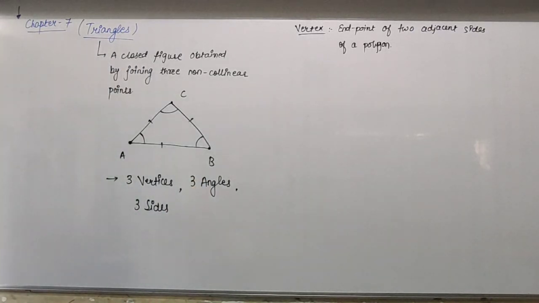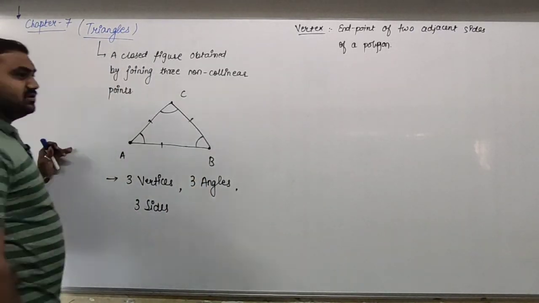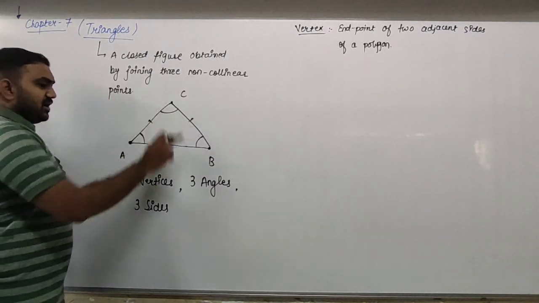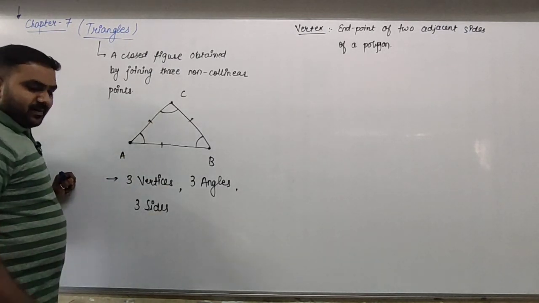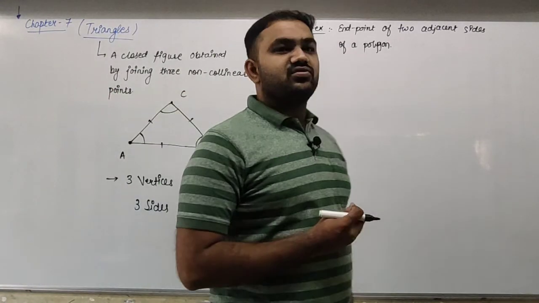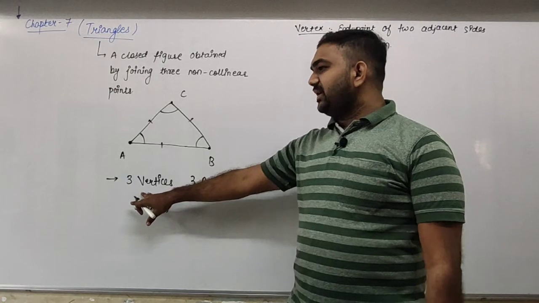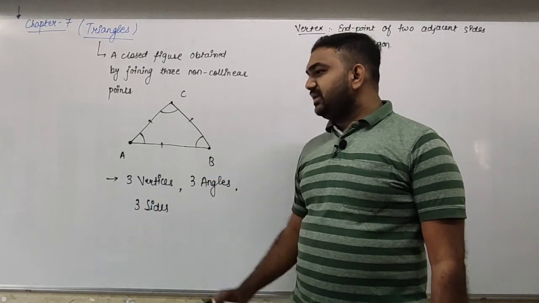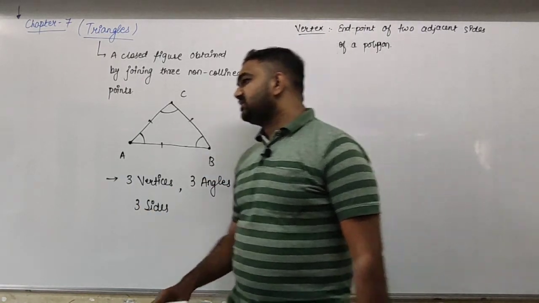Whenever we are talking about the sides, whenever we are talking about the angles, you must know what the parts of the triangle are. Parts of the triangle: I might ask how many parts does a triangle have, so what will you write? 9 parts: 3 vertices, 3 angles and 3 sides. Total 3, 3, 3 and that is 9.